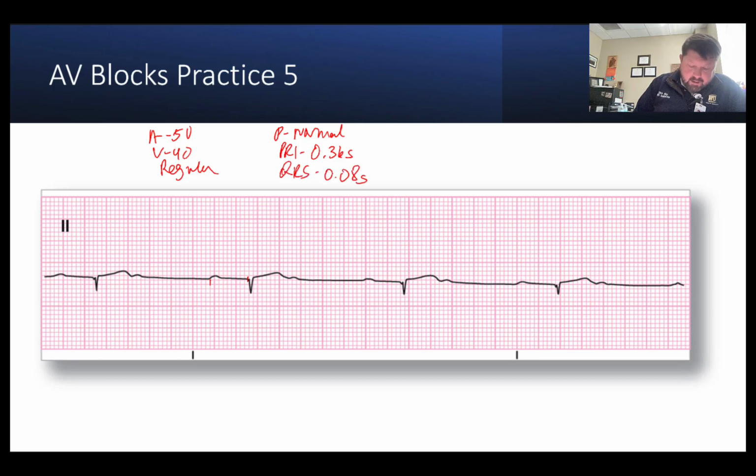But one thing I notice about my PRI across the board is that it's constant. Every PRI that I see is 0.36 seconds. I've got a P wave for every QRS, but I do not have a QRS for every P wave. I've got 2 conducted P waves for 1 conducted QRS. So what do I have? I've got a 2-to-1 untypable AV block.